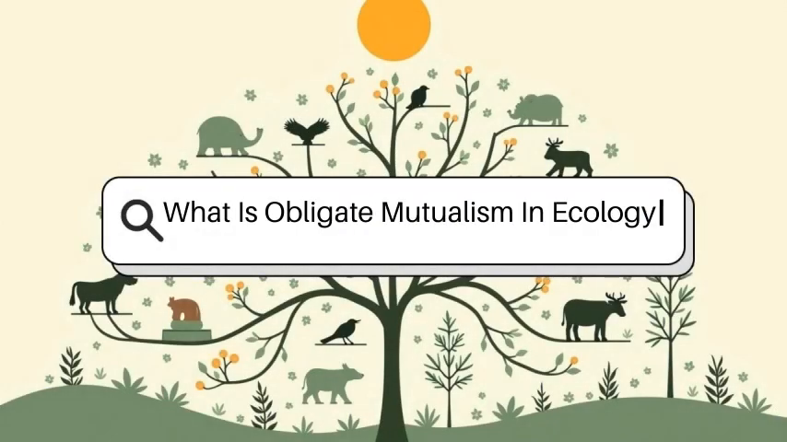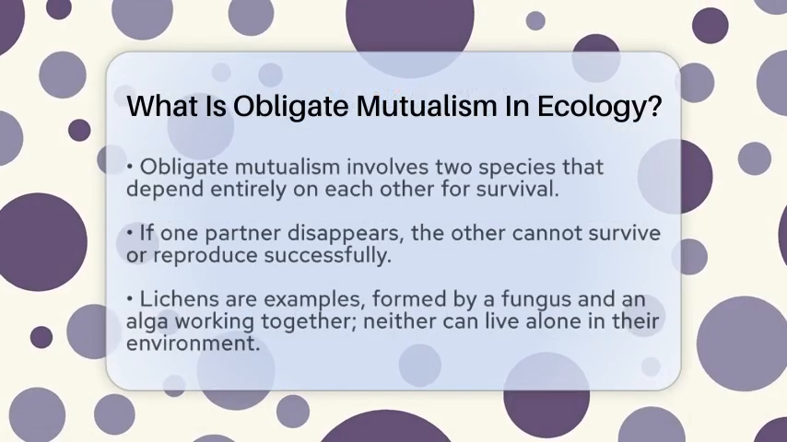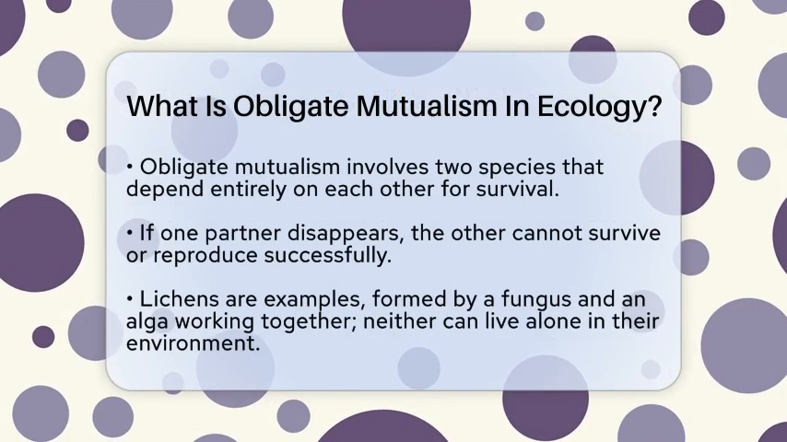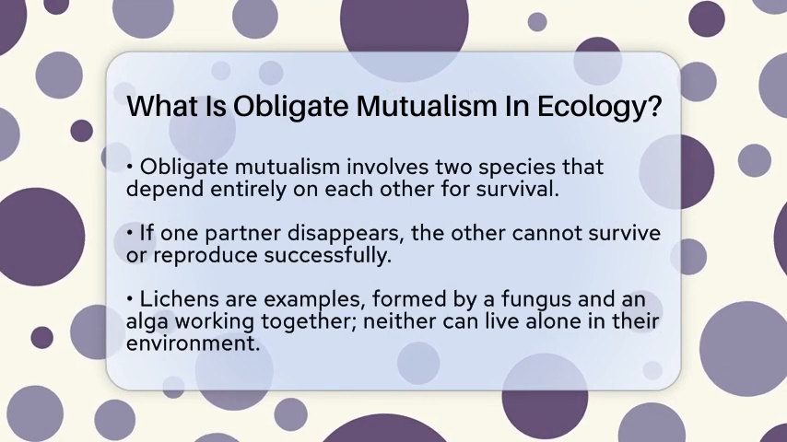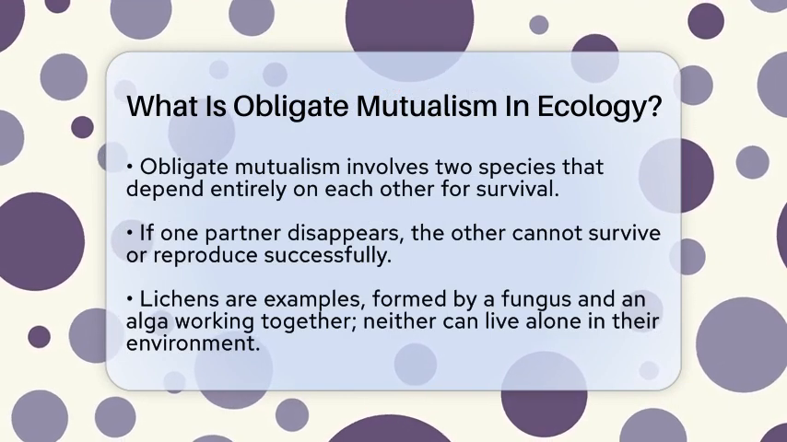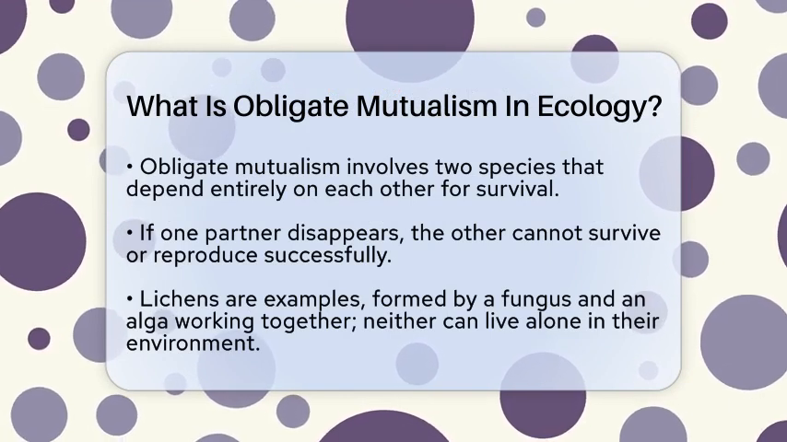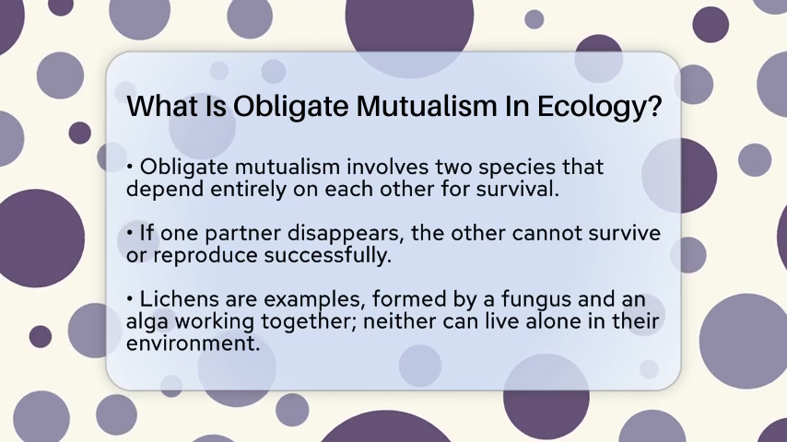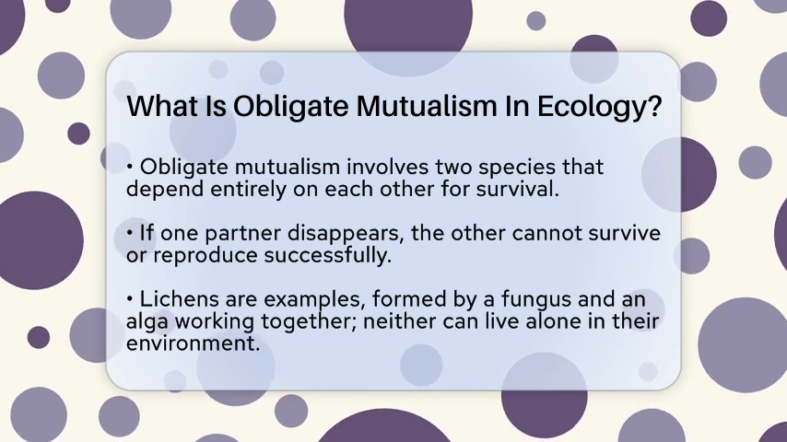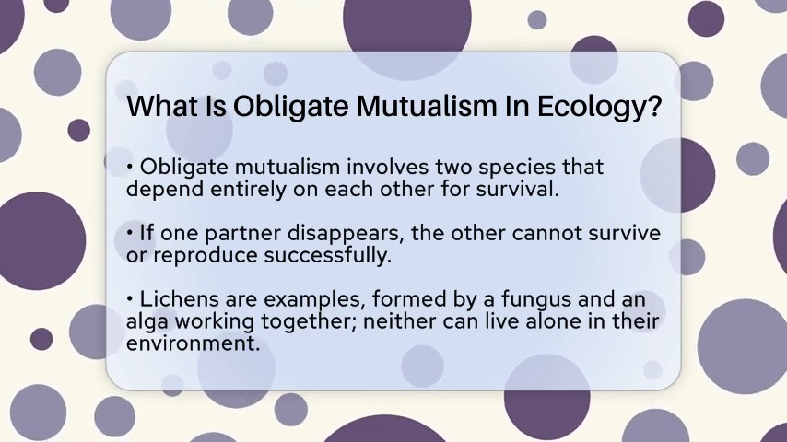What is obligate mutualism in ecology? Imagine two species that are so connected that neither can survive without the other. That's what obligate mutualism is all about. It's a special kind of relationship where both partners depend completely on each other for life.